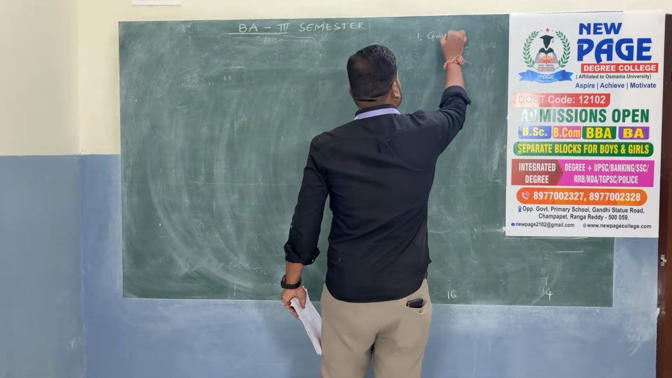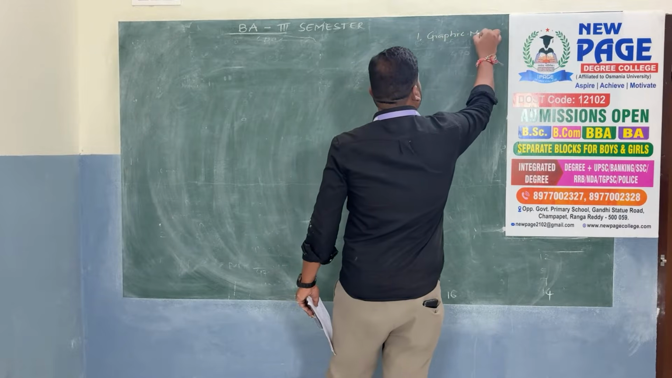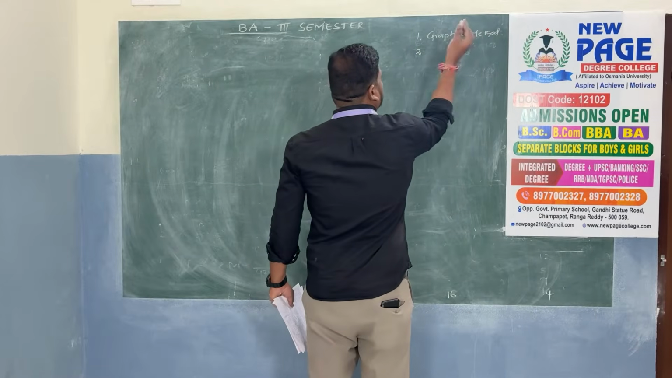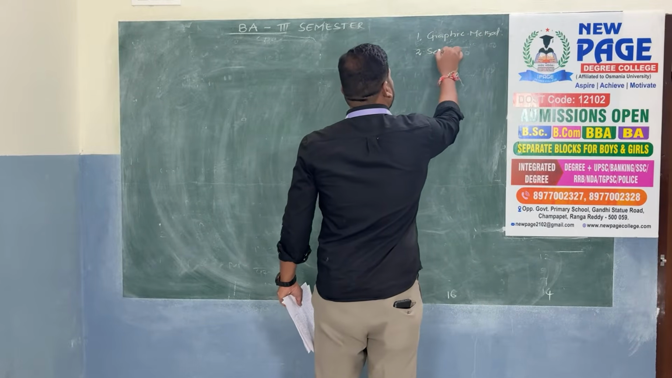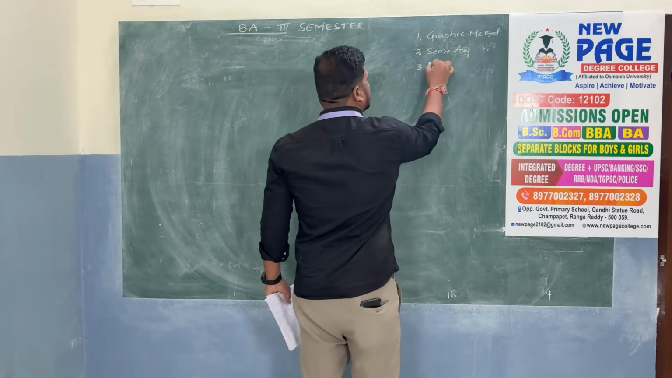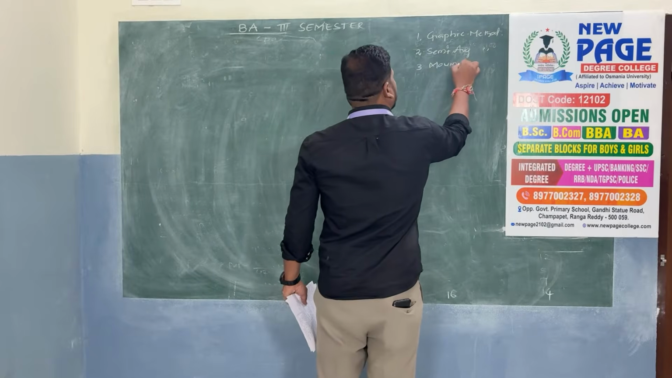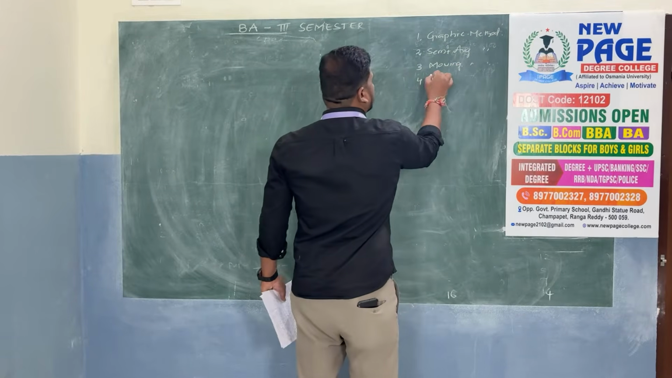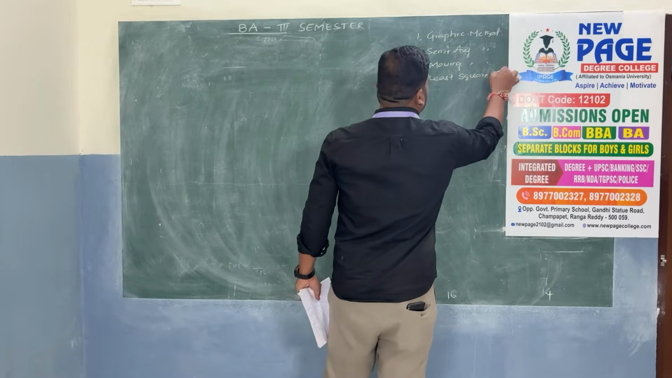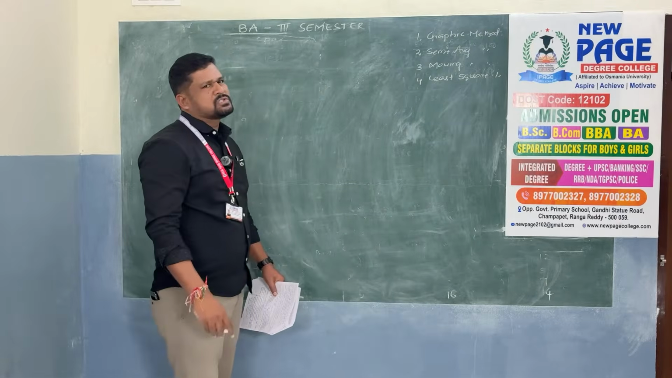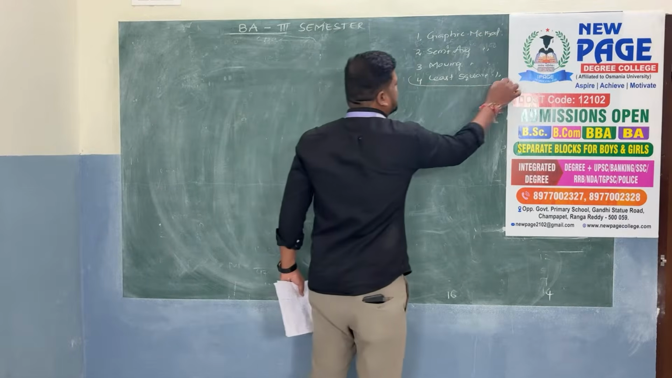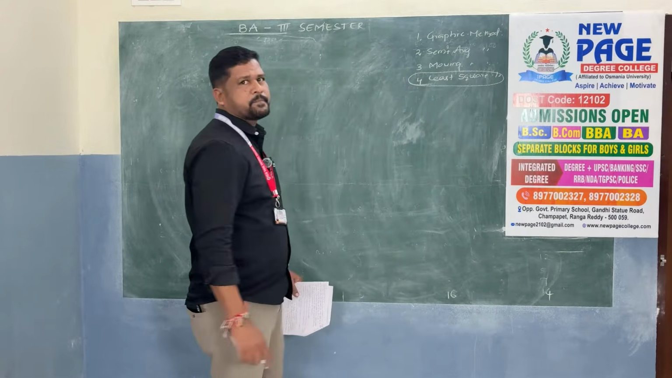First one is graphic method. Okay, methods of trend. Second one is semi-averages method. Third one is moving averages method. Fourth one is least square method. So here least square method is most important. Okay, compulsory, 100% a choice is given in the examinations about the least square method, right?